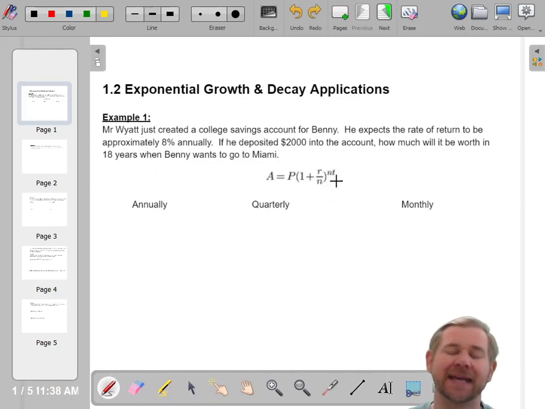And then T, and N times T, it kind of depends on the context, but usually it's how many intervals times how many years. Okay, usually that's how it works. Essentially, this is how many times you will need to compound the interest. So let's go through one here.